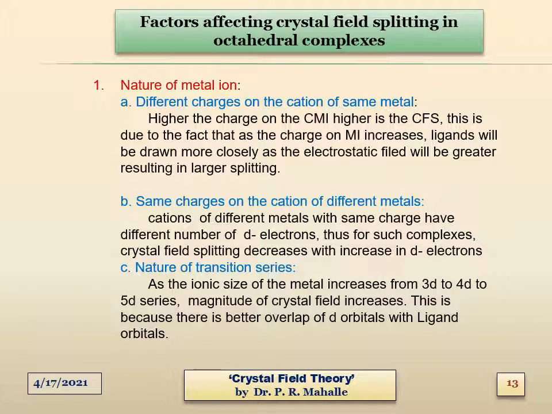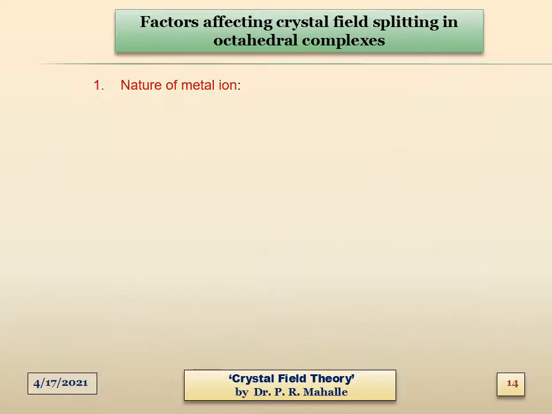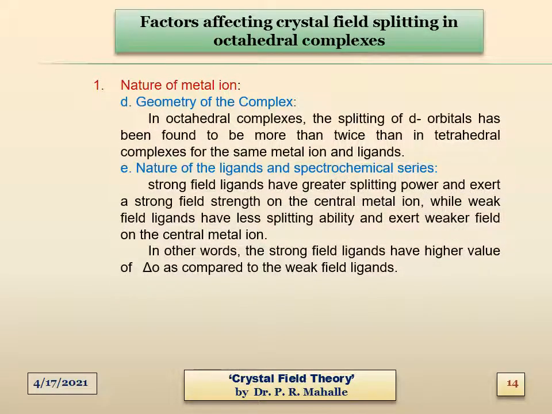Again, considering the nature of the transition series, from the 3d to 4d to 5d series, the ionic size of the metal increases. Thus, the magnitude of the crystal field splitting increases, and this is due to the better overlap of the orbitals with the ligand orbitals. The geometry of the complex is also one of the factors. In octahedral complexes, the splitting of the d orbitals has been found to be more than twice that in tetrahedral complexes of the same metal ion and ligands.